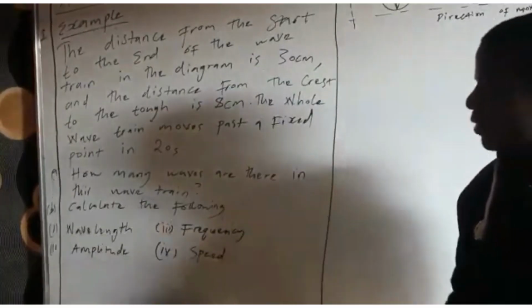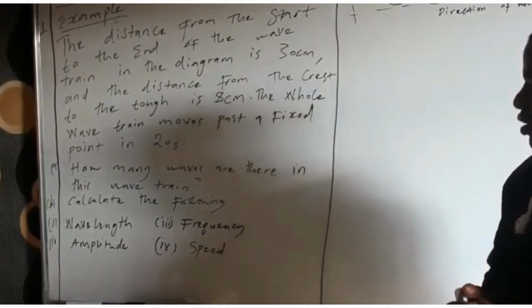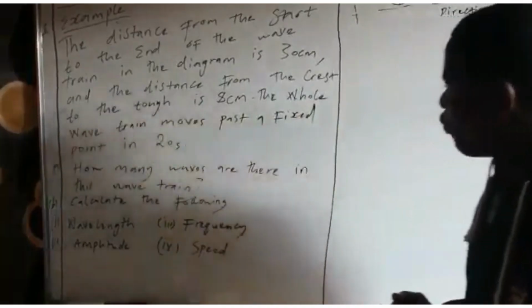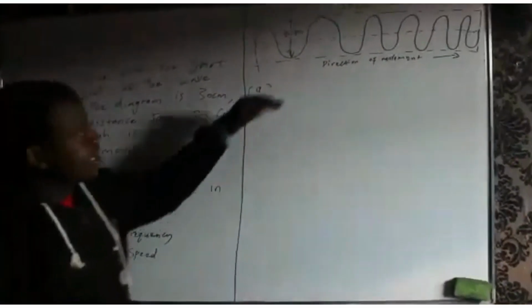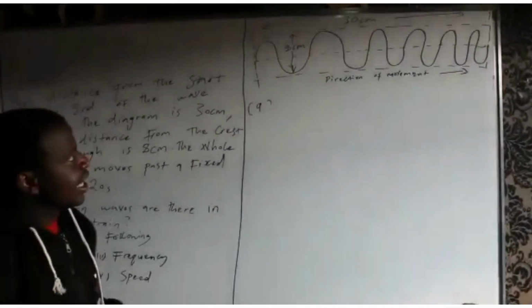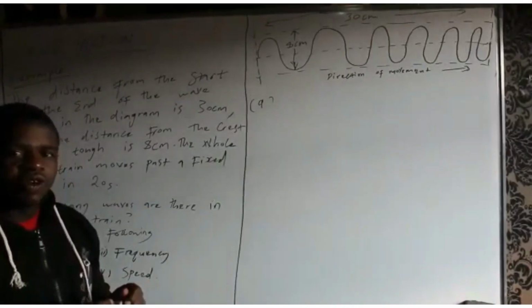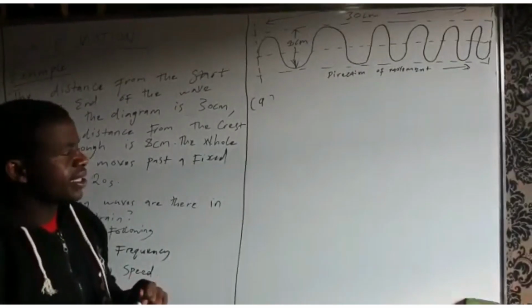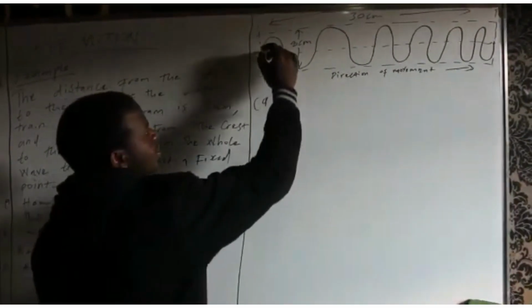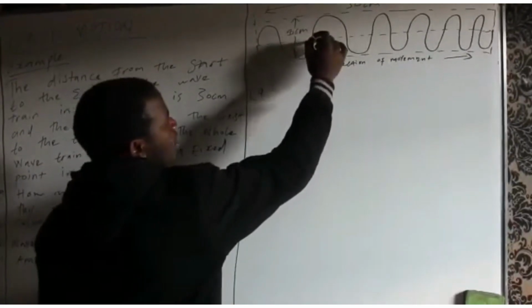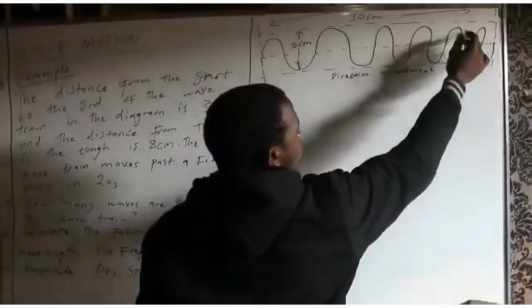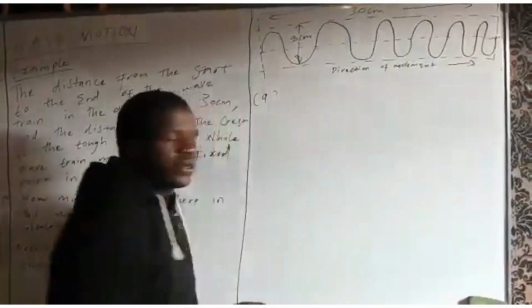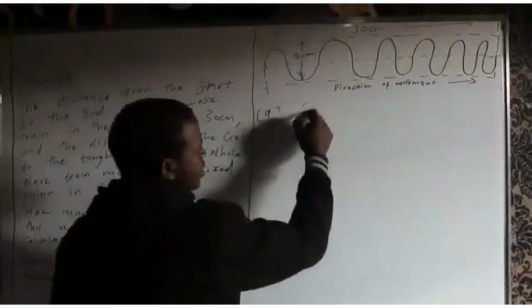So I'll start with the first one. How you can calculate the number of waves. So that's A. My first question says, how many waves are there in this wave train? As you can see, this is my diagram. And I know that the definition of wavelength is the minimum distance at which a wave repeats itself. So I'll start counting. From here to here, that's 1, 2, 3, 4, 5, 6. So I have 6 waves.